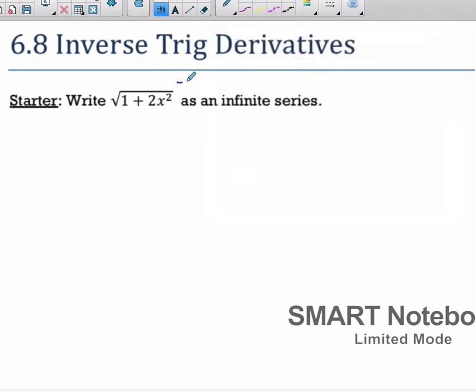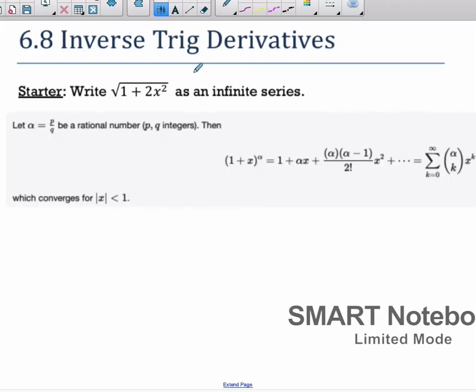So recall first, you can write this as 1 plus 2x to the power of half. And then we can use this rule that we learned earlier in the year. So 1 plus 2x squared to the power of half. So in this equation, the alpha will be the exponent, which is half, and the x in the equation is going to be 2x squared. Okay, so we start off with 1.